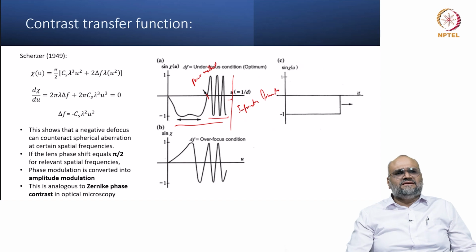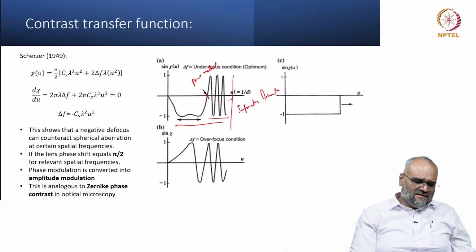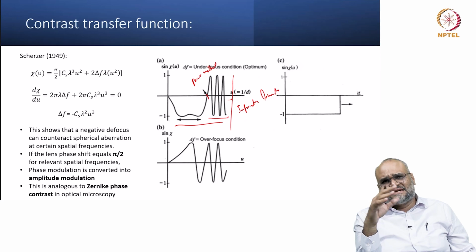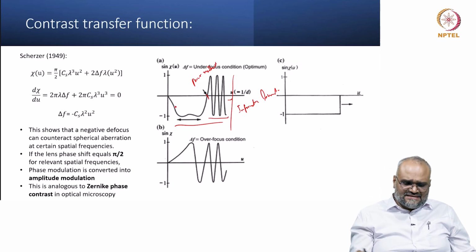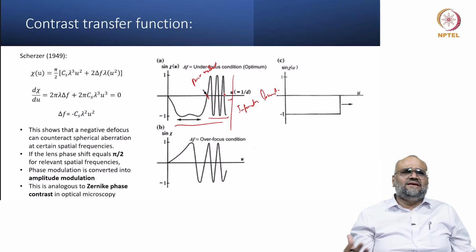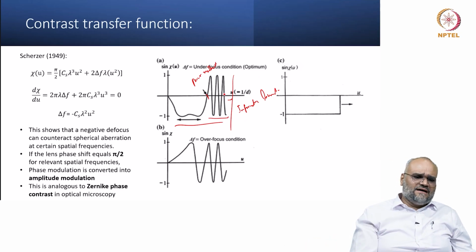And by changing the defocus and also depending on the thickness of the specimen, the intensity that you record, or the phase shift that is caused, actually is what gives you the contrast in the high resolution micrographs.